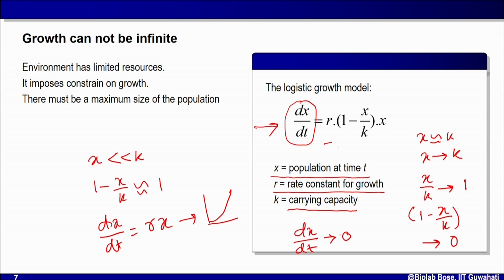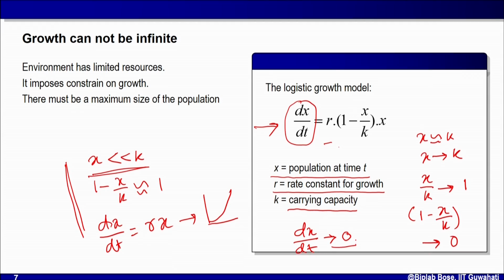That means initially I will have exponential growth, but as the population reaches the carrying capacity of the environment, the growth rate will start reducing and eventually it will become 0. This type of equation is called the logistic growth equation, and we will call this model the logistic model.